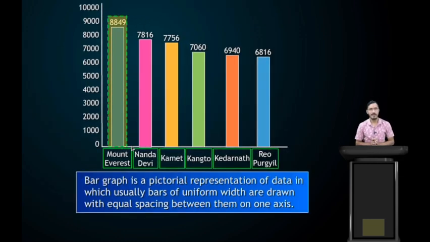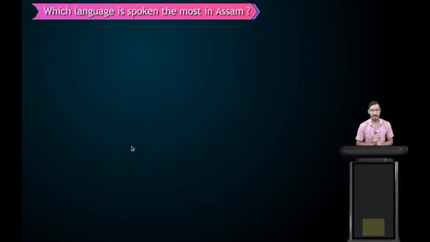So bar graph is a pictorial representation of data in which usually bars of uniform width are drawn with equal spacing between them on one axis. You can see here the y axis and x axis. So what is a bar graph? Bar graph is a pictorial representation of data in which usually bars are of uniform width, and the distance between bars is equal.